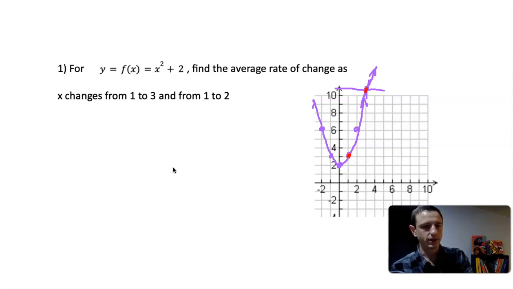In this example, we have the function x squared plus 2, and we want to find the average rate of change as x changes from 1 to 3 and from 1 to 2. So we have two different scenarios that we're looking at here.